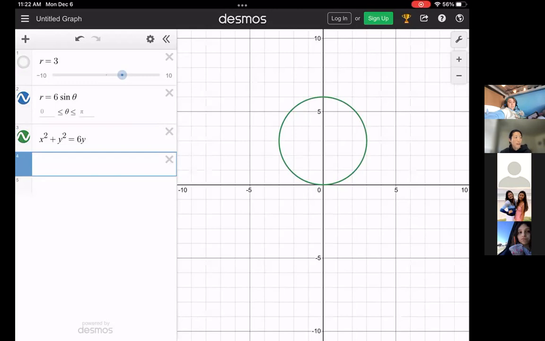Okay. And so as you're looking at your polar equations, if you wanted to think about how do I convert these, you can do your conversion and then you can graph them on Desmos. And if you get the same graph, then you know that your answer was correct. Okay.